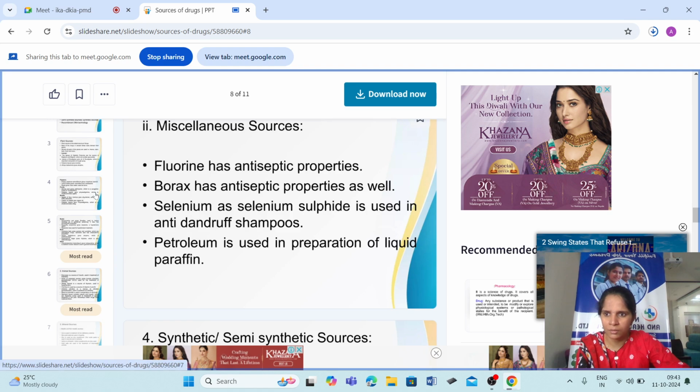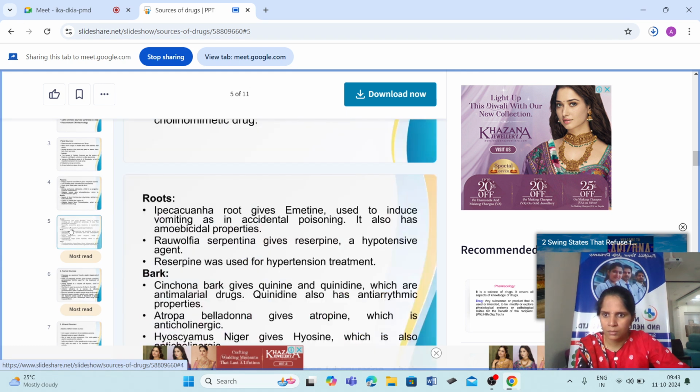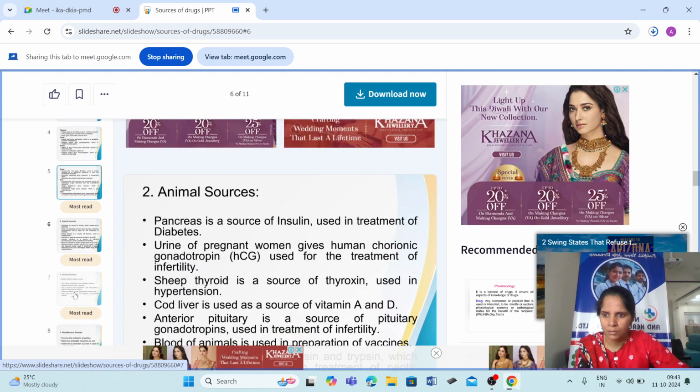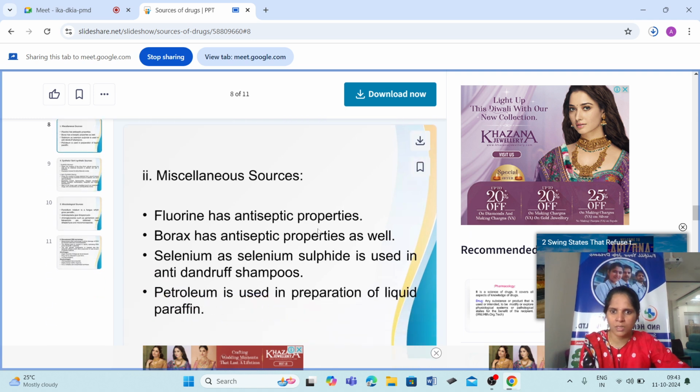Next we have miscellaneous sources. Miscellaneous in the sense that you can get drugs from other sources rather than plants, animals or microbial agents. If you put all these aside, we have other sources of drugs also. One is the miscellaneous source. Let us see what this miscellaneous is.